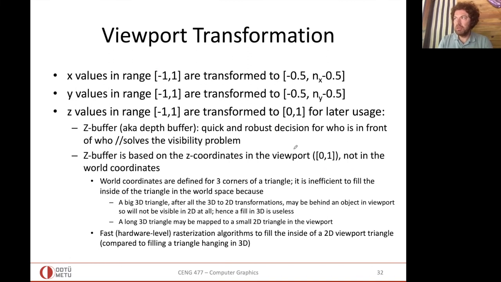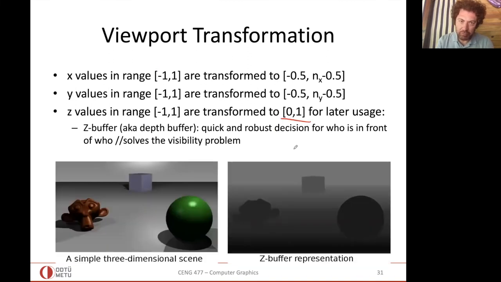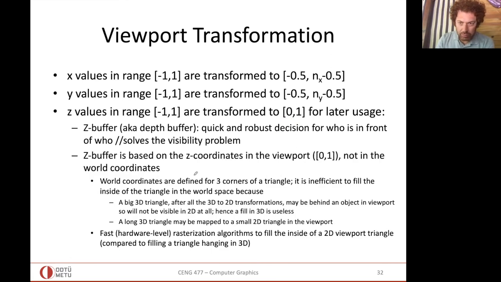So two points may map to the same pixel. Then you will look at their mapped Z coordinate, and the one who has the smaller Z value will be preserved because it will be closer to you. And the Z buffer value is in the 0, 1 interval, and it's in the viewport coordinates, just like the X and Y, and not in the world coordinates.